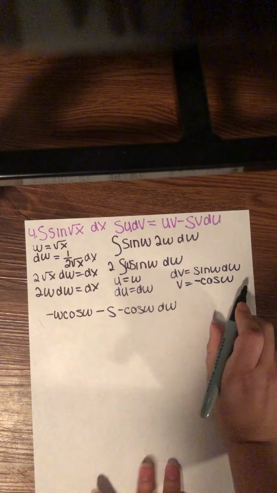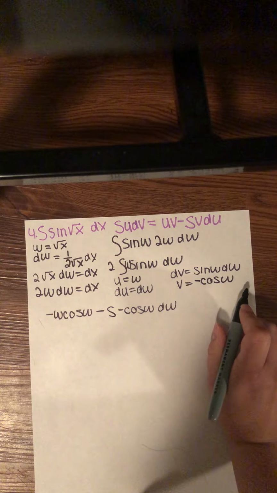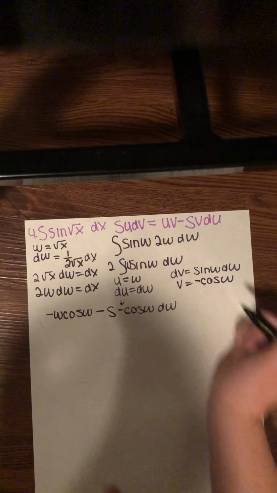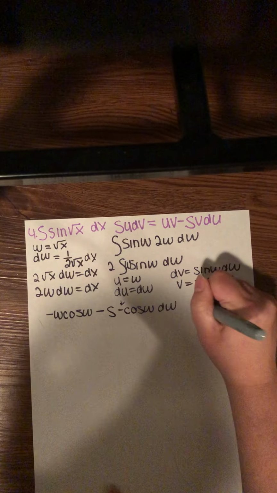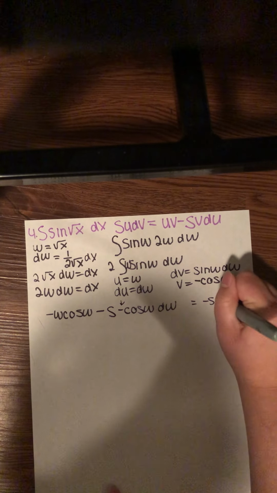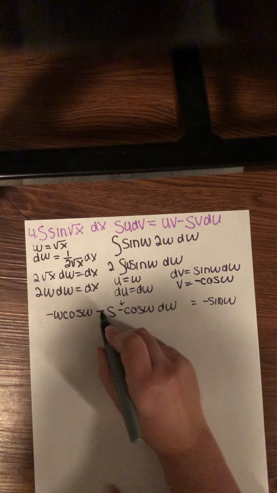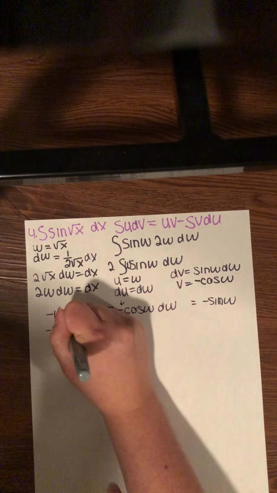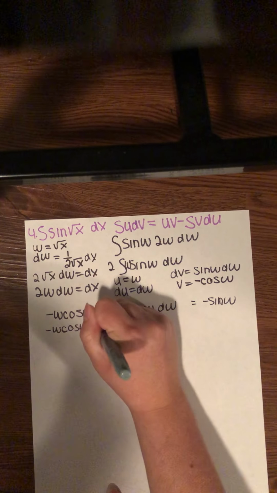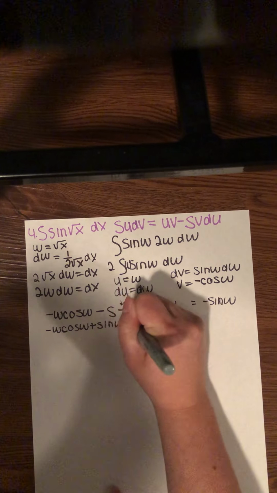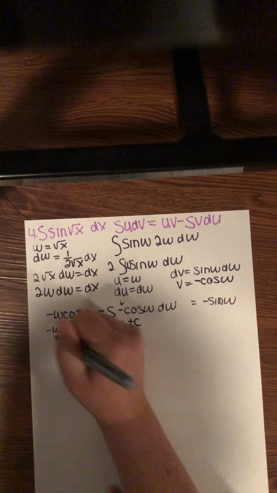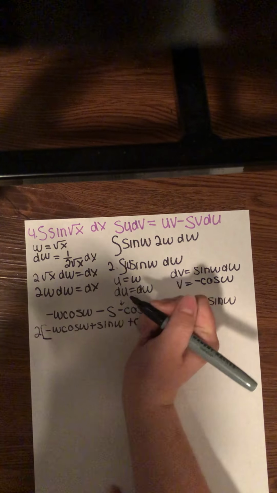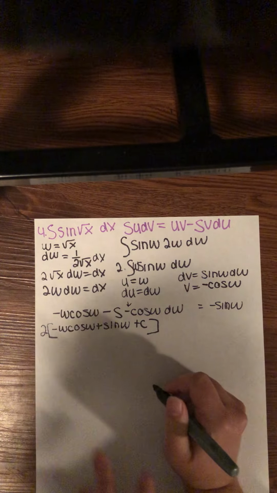Now the integration of cosine is positive sine. But since this right here is a negative, we're going to keep that negative. So it will equal negative sine w. And negative times a negative equals a positive. So it will be negative w cos w plus sine w plus c. Now remember that we initially had 2 out here, so the 2 is still there. We haven't done anything with it yet.